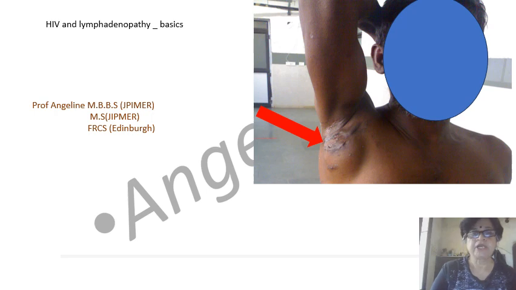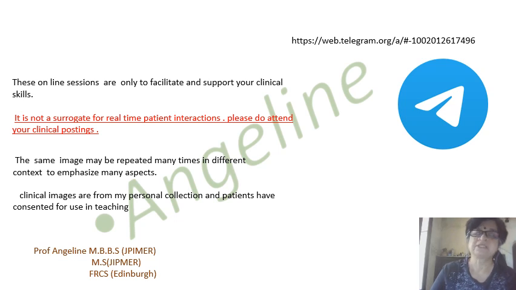There was a NEET recall question where tuberculosis and HIV were asked, and the drug that is contraindicated, a tuberculosis drug which is contraindicated when a patient is taking antiretroviral therapy. So that set me thinking, why don't I talk a little more about lymphadenopathy, and that too TB lymphadenopathy in a case of HIV. As I said, the collections are from my personal collections and patients have given consent.